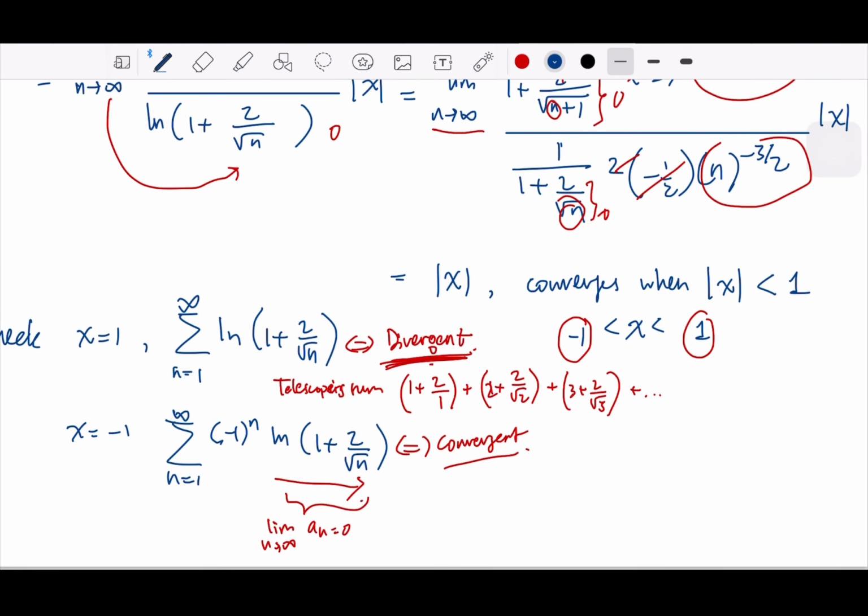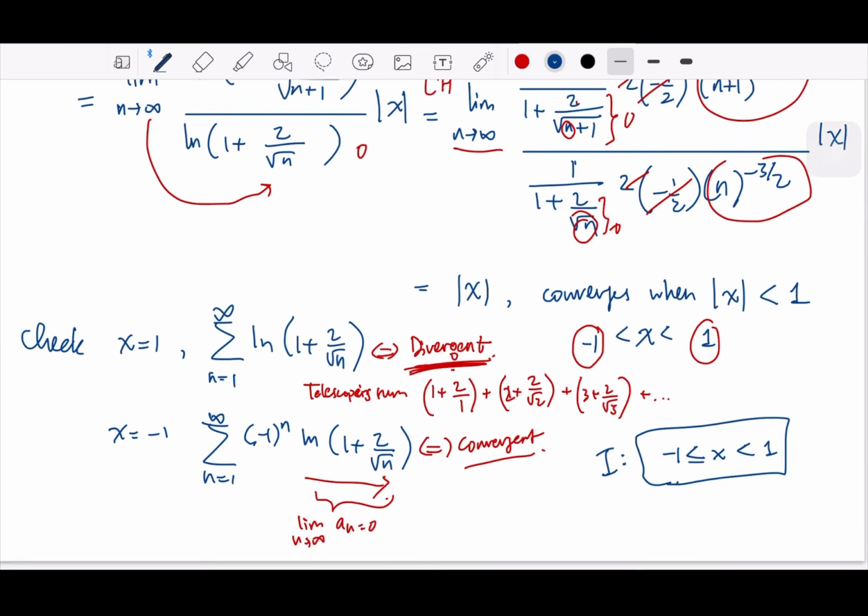So we will have -1 converge, so include it, and without the 1. So this will be the answer. So the interval of convergence. Okay.